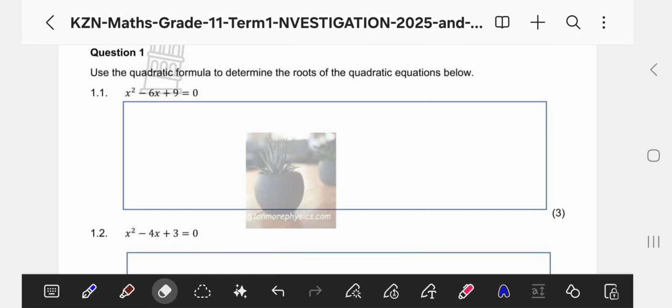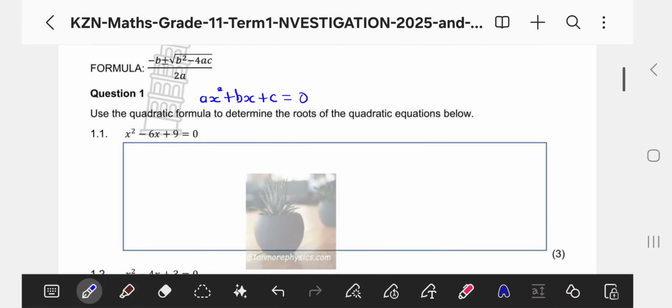We have x squared minus 6x plus 9 is equal to 0. The first thing we do is establish what a, b, and c is. Remember, a is always the coefficient of x squared. This equation is in the format ax squared plus bx plus c is equal to 0. So here our a value is positive 1, b is the coefficient of x, which is negative 6, and c is the constant, which is positive 9.